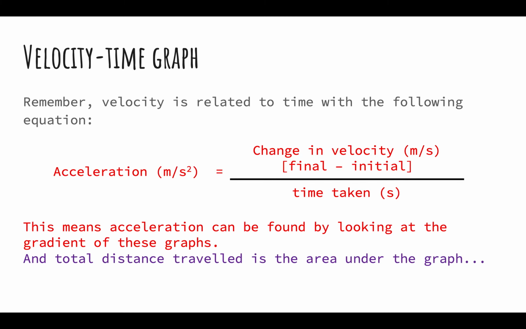Right, so acceleration, one more time, is the change in velocity divided by time. So this means that acceleration can be found by looking at the gradient of a velocity time graph. And just a final point, the total distance travelled by that object or individual or car is the area under the graph, and we'll come on to that in a couple of slides' time.